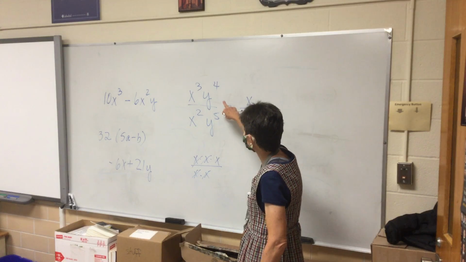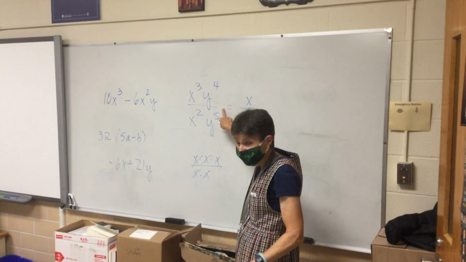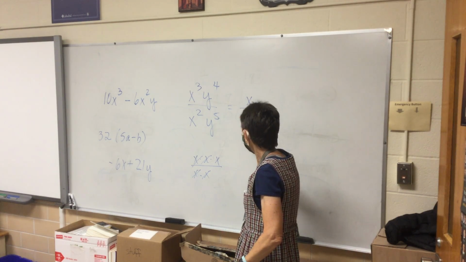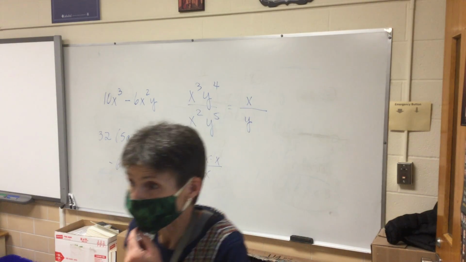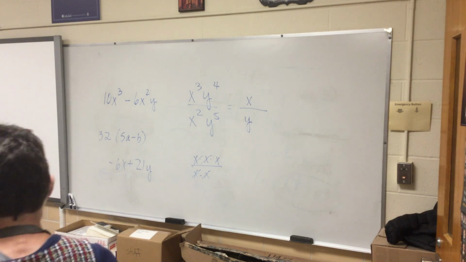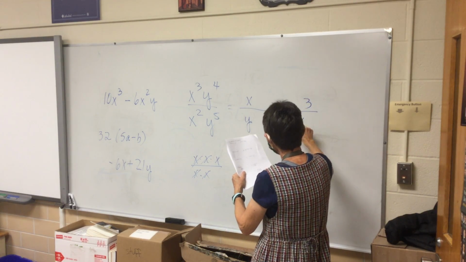Now, what about the y's? We got 4 on the top and 5 on the bottom. So there's an extra y on the bottom. Whoever has the most gets the extras. So that reduces to just x over y. Trey, you with me? Okay. All right, oh boy. Oh boy, this makes you dig back in your memories.